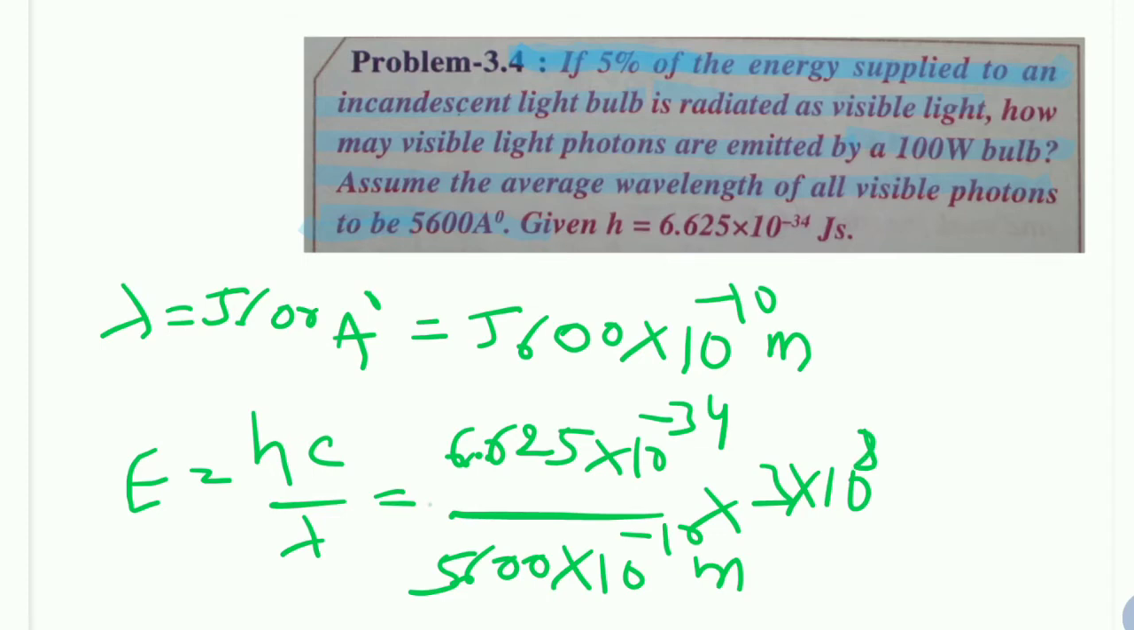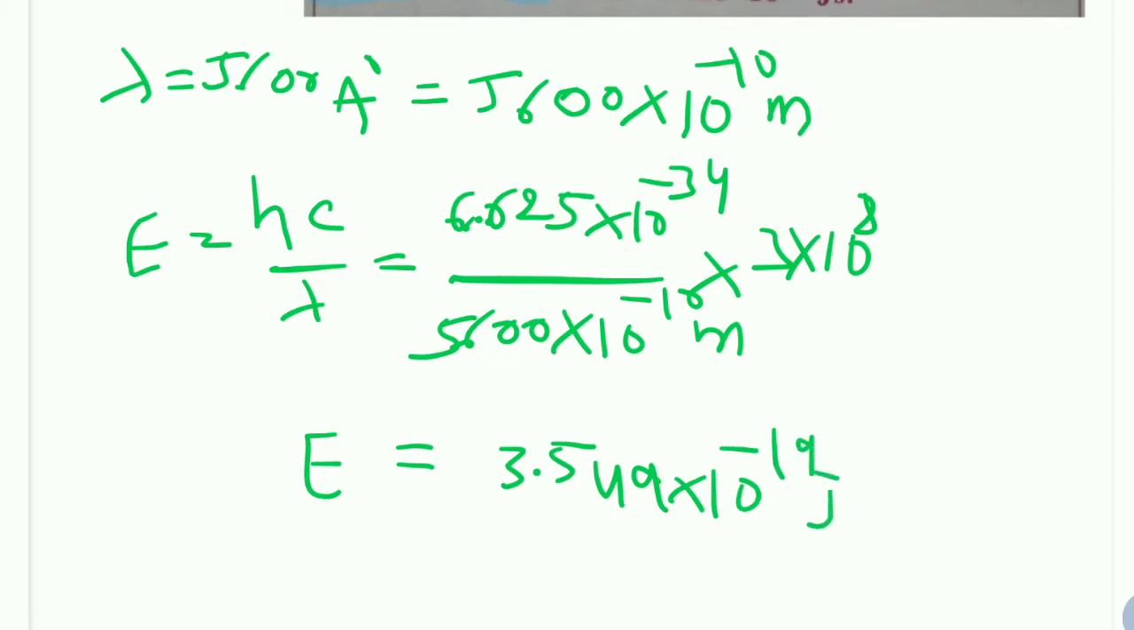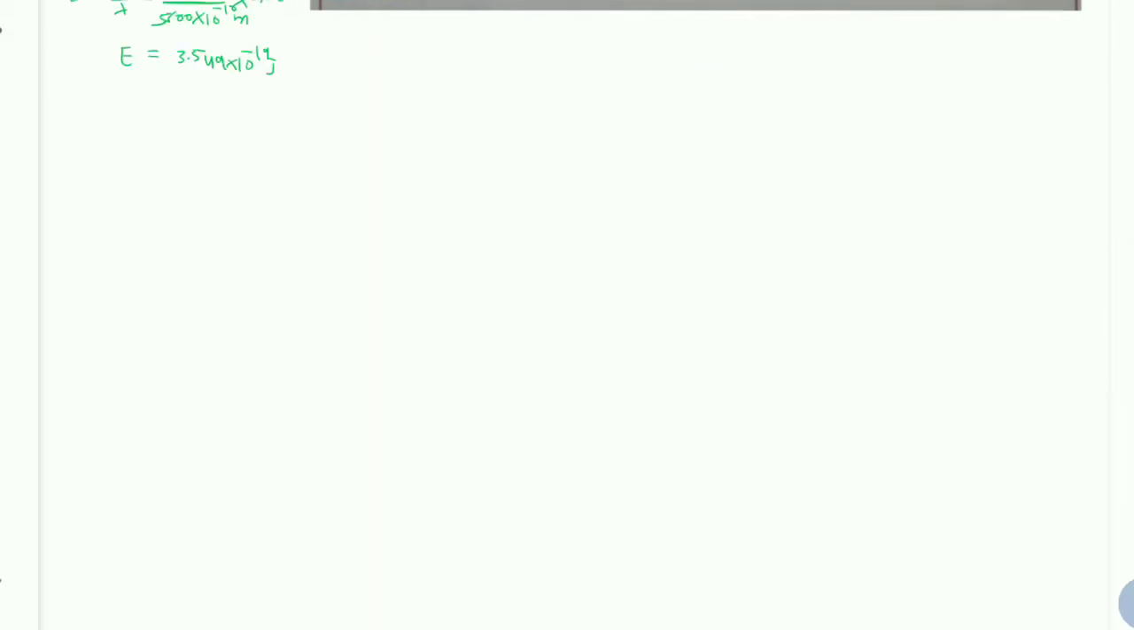So solving this, we get the energy equal to 3.549 into 10 to the power of minus 19 joules. So next, the visible energy radiated by the bulb per second.